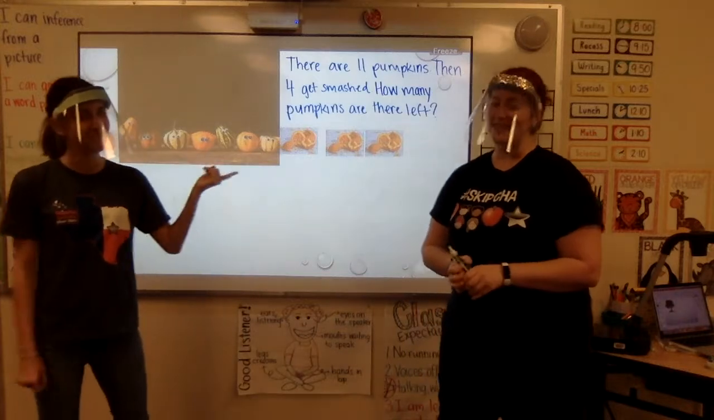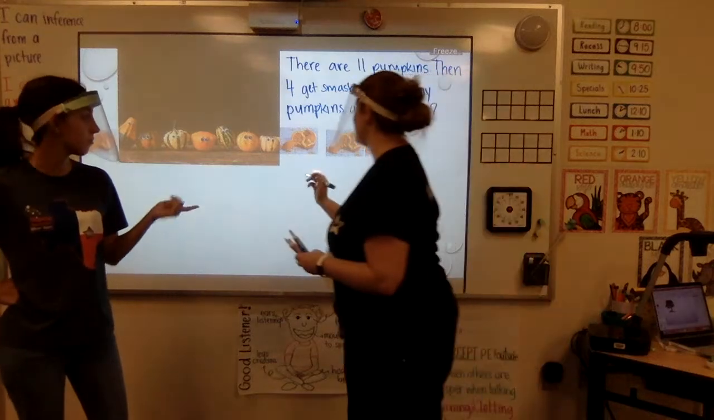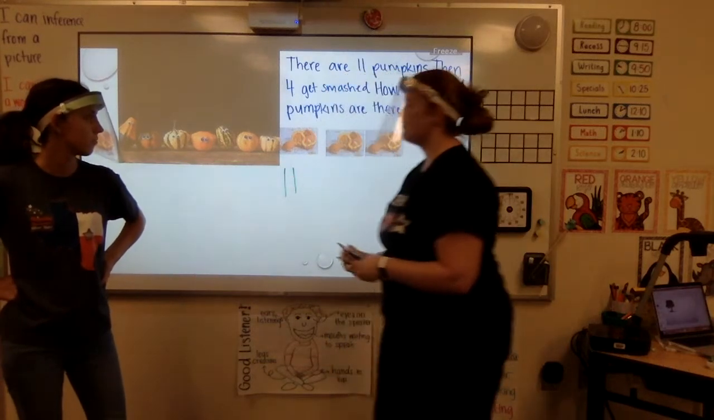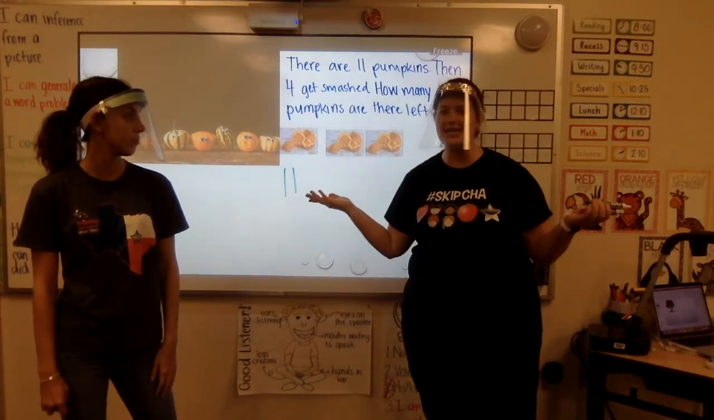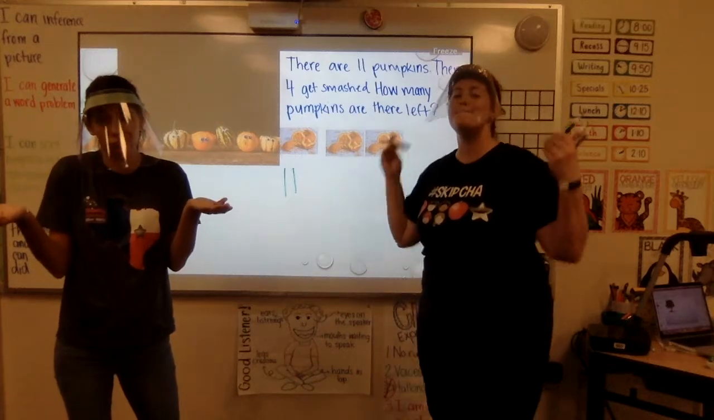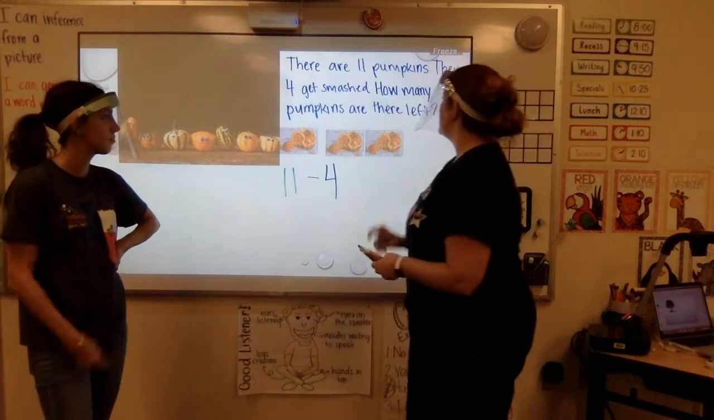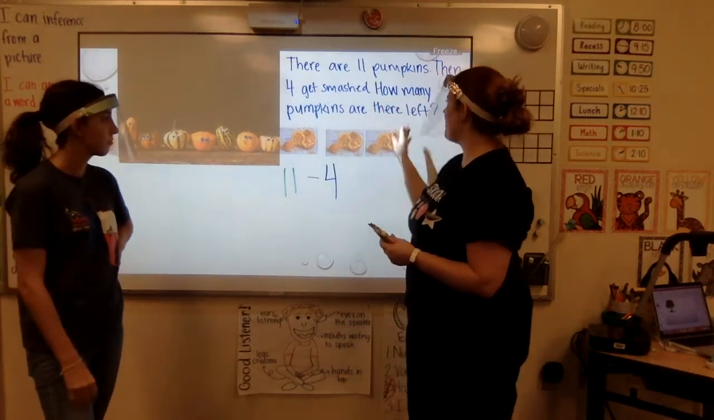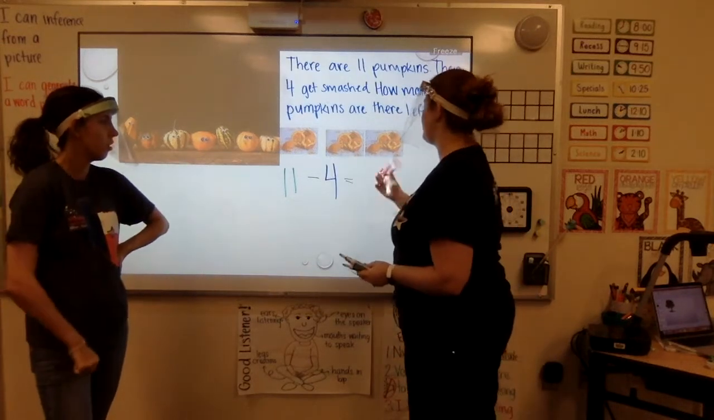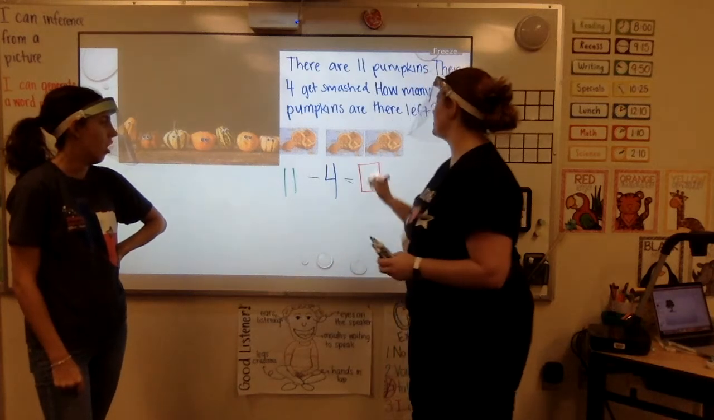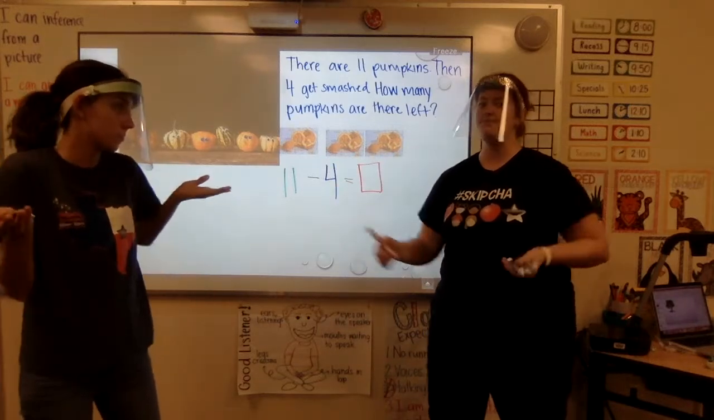Okay, let's go ahead and set this problem up. It says there are 11 pumpkins. Well, that's what I start with. So my beginning number is 11. Then 4 get smashed. They're all smushed. I don't have them anymore. So that's minus 4. Now it asks how many pumpkins are there left. So that's what I am solving for. I want to know how many pumpkins are left that did not get smashed. So I have 11 minus 4 equals something.